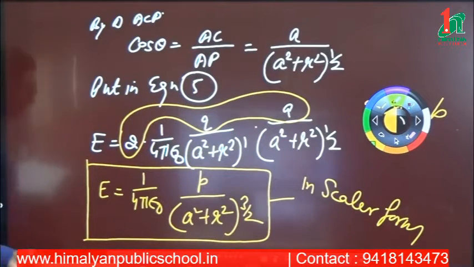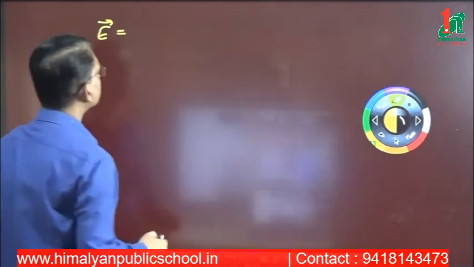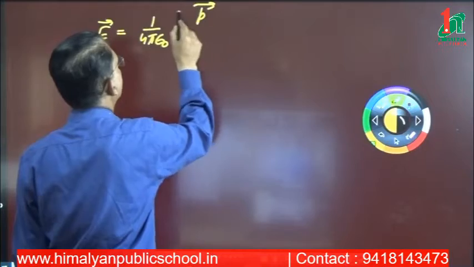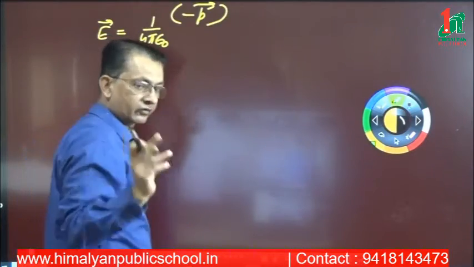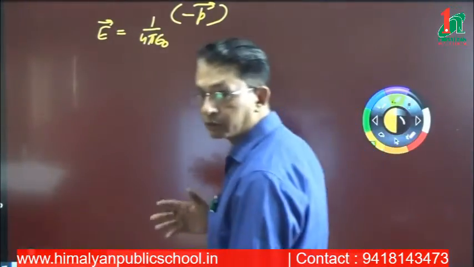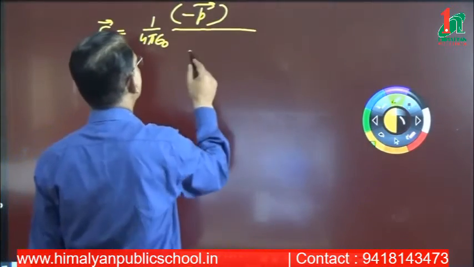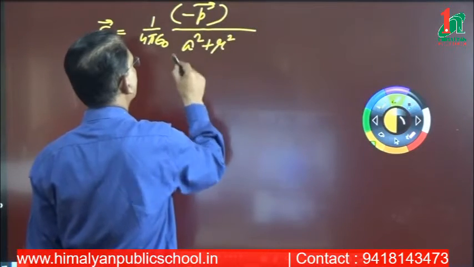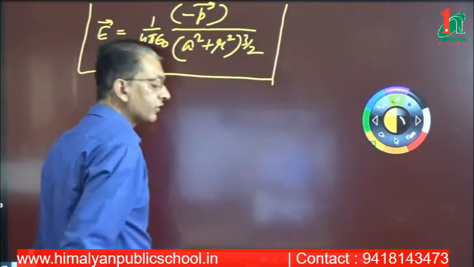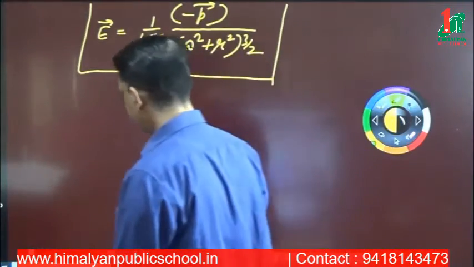If you want to write this result in vector form, then you will write 1 by 4 pi epsilon naught p vector, and you will use a minus sign because yesterday I told you that the direction of the electric dipole moment and the direction of the electric field are opposite. That's why we use a minus sign here, with A square plus R square raised to power 3 by 2. And this is the result for the electric field intensity at point P on the equatorial line due to an electric dipole.